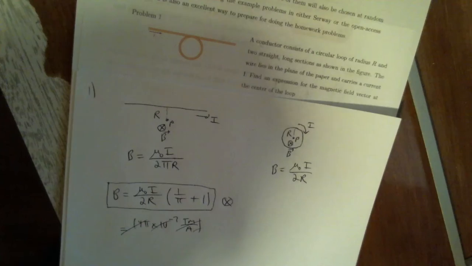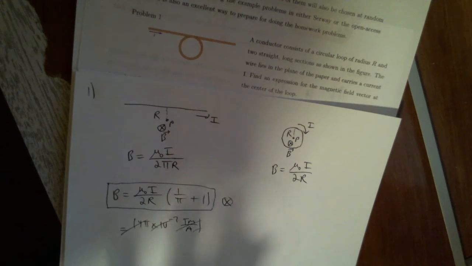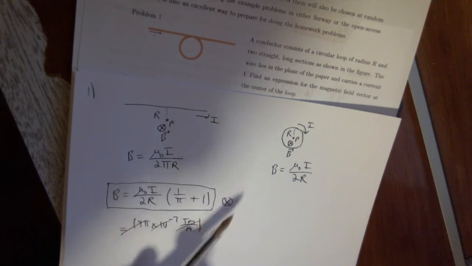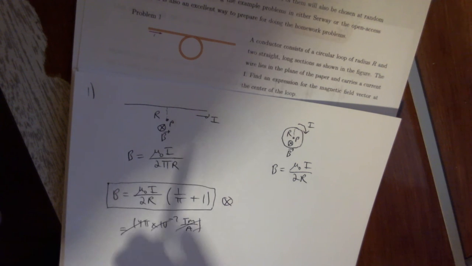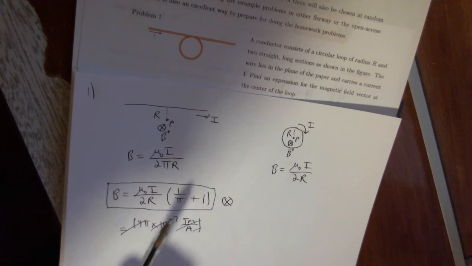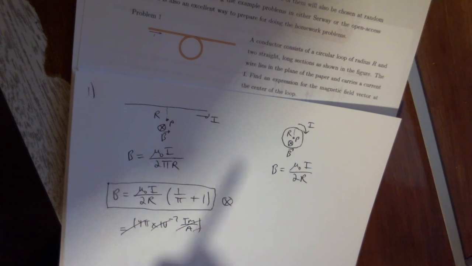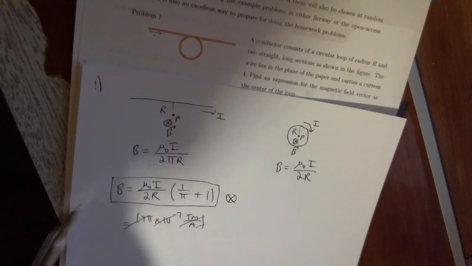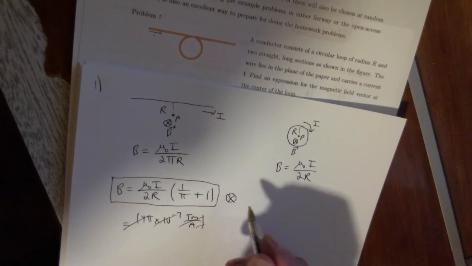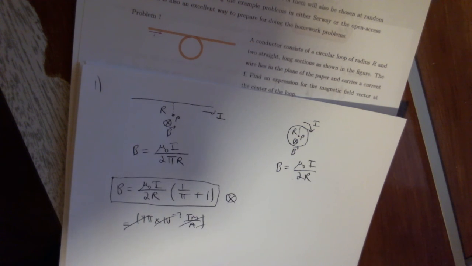And notice that when it says find an expression for the magnetic field vector at the center of the loop, it means both the magnitude and the direction. So we found the direction not only to show us that we could add the magnitudes to get the total magnitude because the directions were the same for the two B fields, but also to get the direction of the total B field vector.